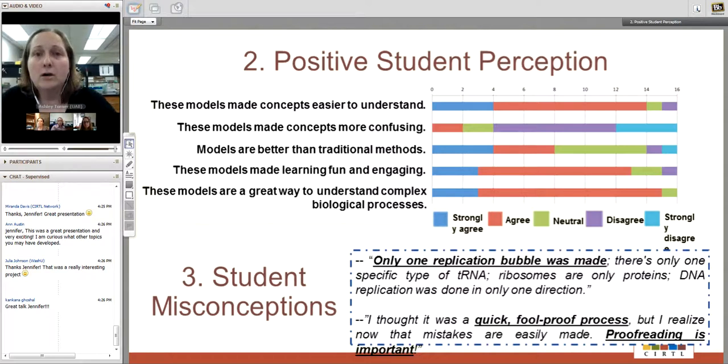So overall, largely positive student perception, but there are still some students who prefer other methods of learning compared to the models. And I love these student misconceptions. Only one replication bubble was made, is what they thought, only one replication bubble at one point on the huge DNA. One student quoted, "I thought it was quick and foolproof. Turns out proofreading is important." They were making their own DNA and making mistakes, so the process of actually doing it showed them the importance of the machinery and all of the components for those complex processes. Next slide, please.